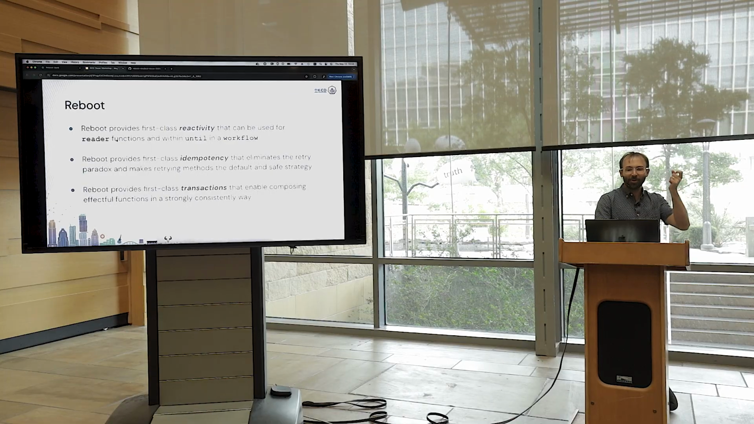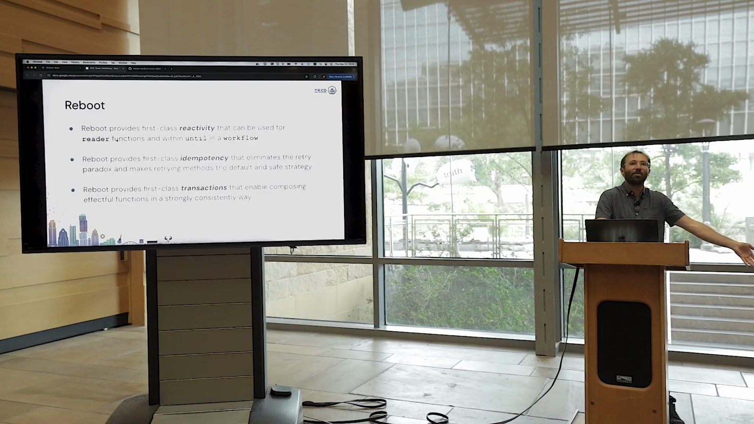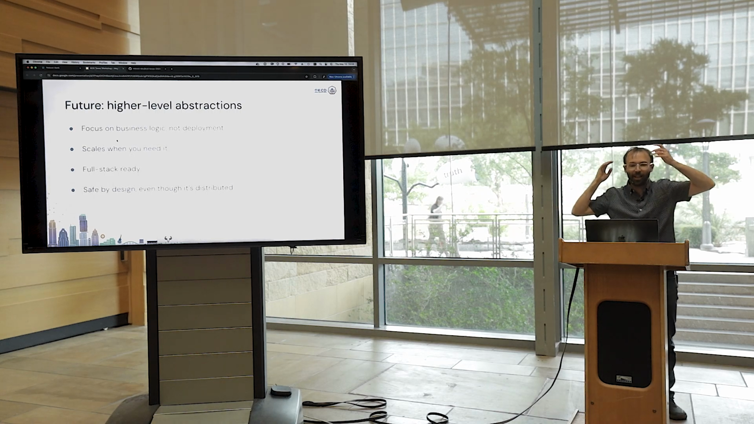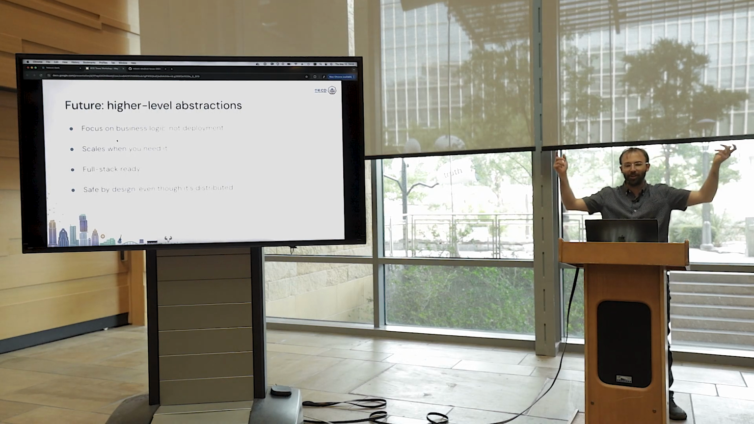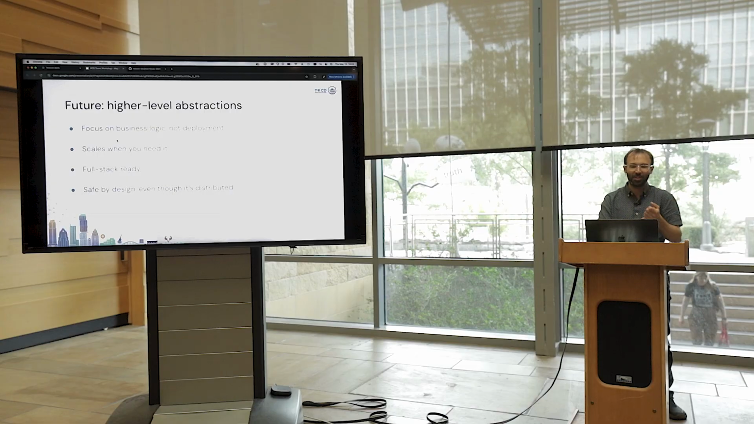Thanks to that model, we have first-class reactivity, and first-class idempotency, which makes building full-stack apps so much easier, and first-class transactions, which makes it so that on day one, you're not going to run into all the bugs that you would have run into if you're just picking up microservices off the shelf. Yeah, so the future, I think that cloud native is ripe for building higher level abstractions, letting people focus on the business logic, not deployment. It should scale when you need it. It should be full stack ready, and it should be safe by design, even though it's distributed.